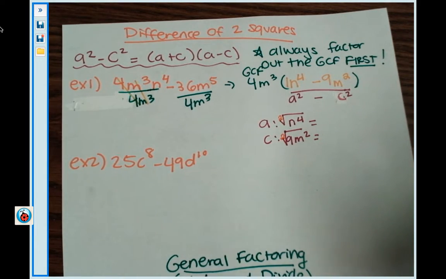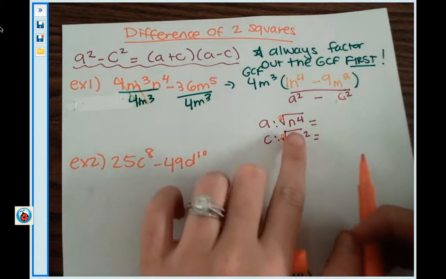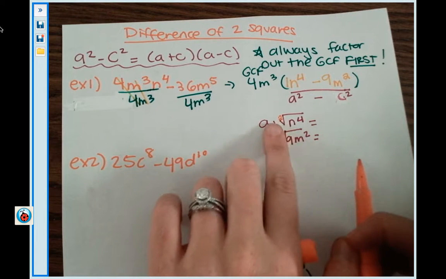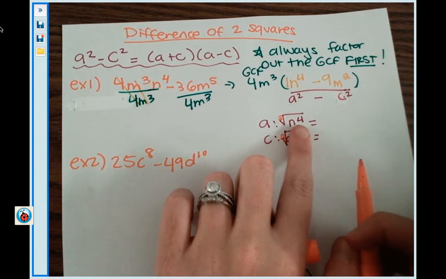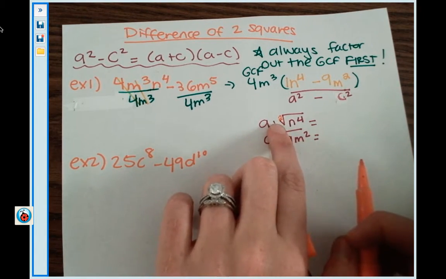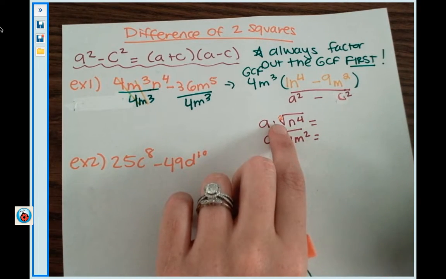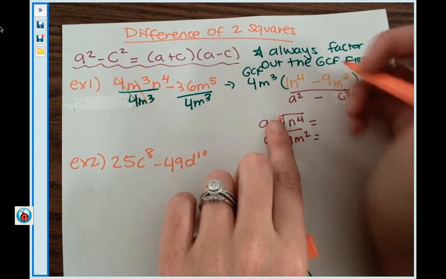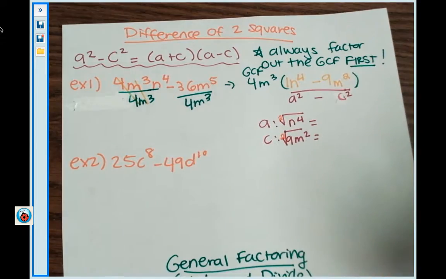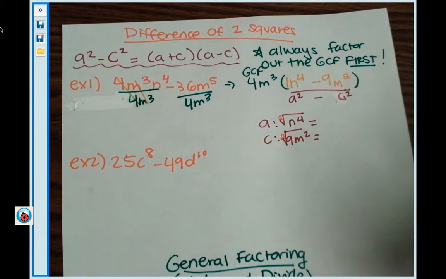Now, if you have variables with exponents, the way you square root them is by dividing the index by 2. We always divide our exponents by the index, which in this case is 2. So 4 divided by 2 will give me a 2. So this is going to end up being n squared.